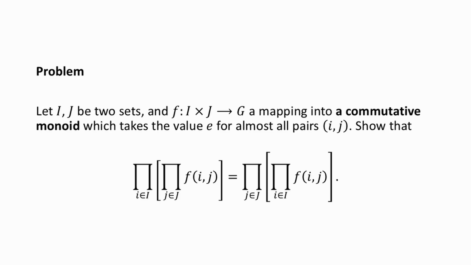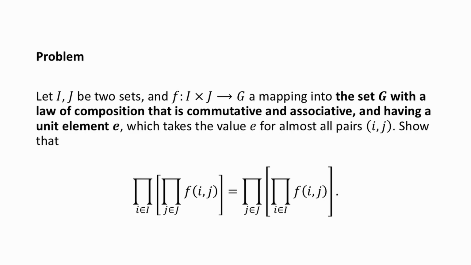First of all, let us clarify the meaning of a commutative monoid. Combining the definition we previously have in the first algebra video, our normal understanding of commutativity, which basically means the order of the law of composition does not matter, and the target of F, a commutative monoid specifically means the set G with a law of composition that is commutative and associative and has a unit element E.